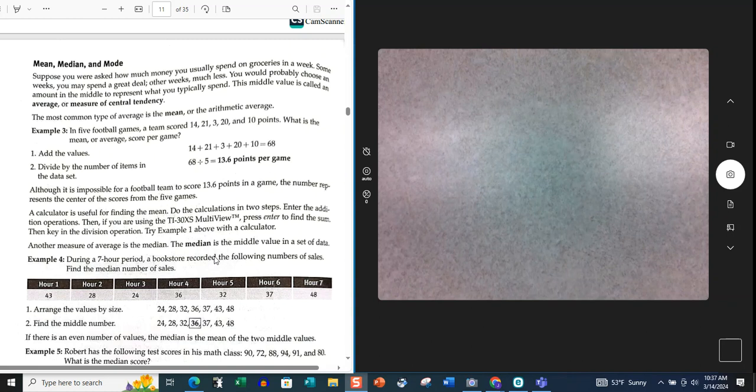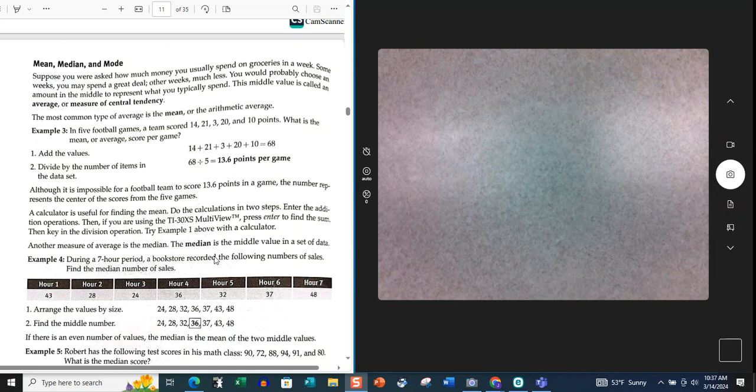Although it is impossible for a football team to score 13.6 points in a game, the number represents the center of the scores from the 5 games. A calculator is useful for finding the mean. Do the calculations in 2 steps. Enter the addition operations. Then if you are using the TI-30XS MultiView, press enter to find the sum. Then key in the division operation. Try example 1 above with the calculator.